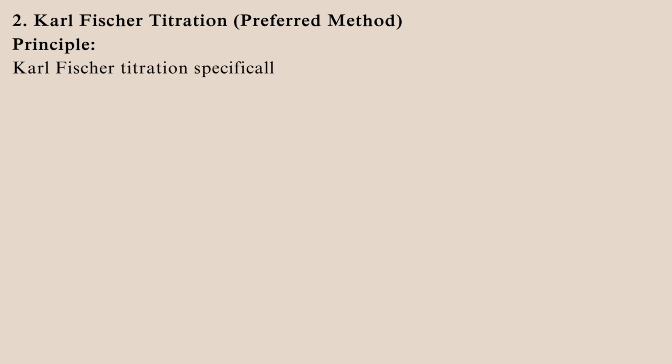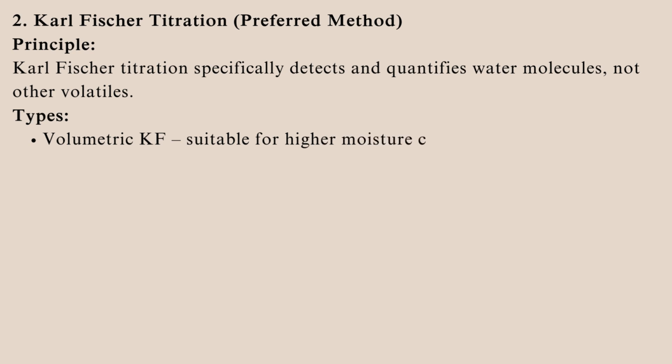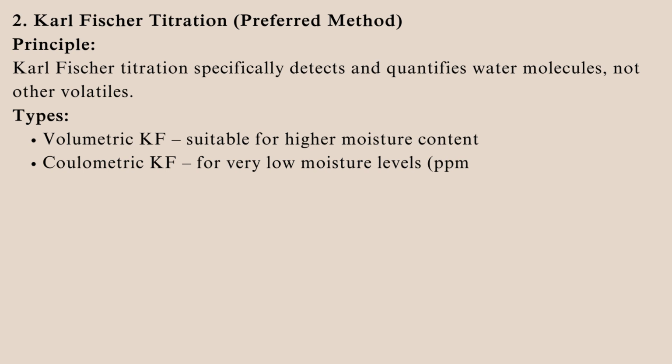Karl Fischer titration, preferred method. Principle: Karl Fischer titration specifically detects and quantifies water molecules, not other volatiles. Types: volumetric KF, suitable for higher moisture content. Coulometric KF, for very low moisture levels, ppm range.